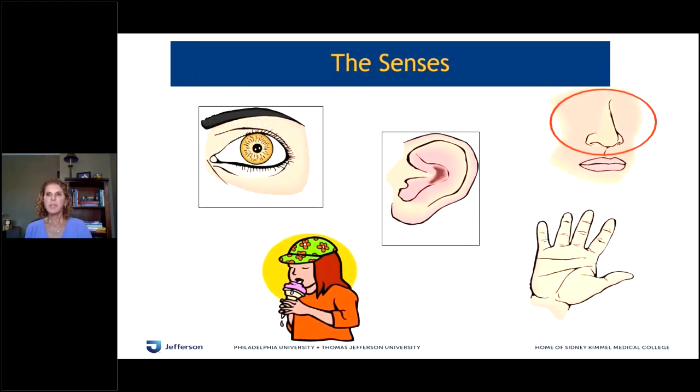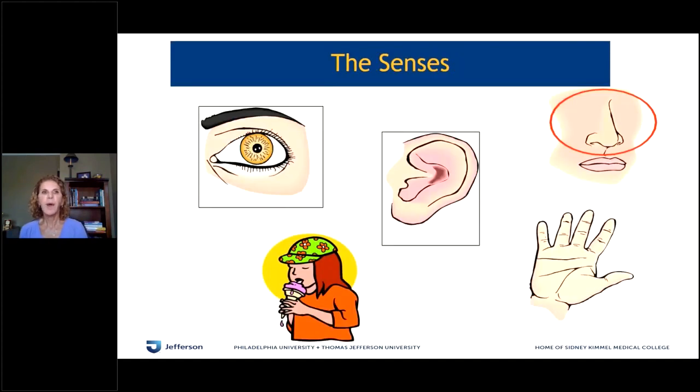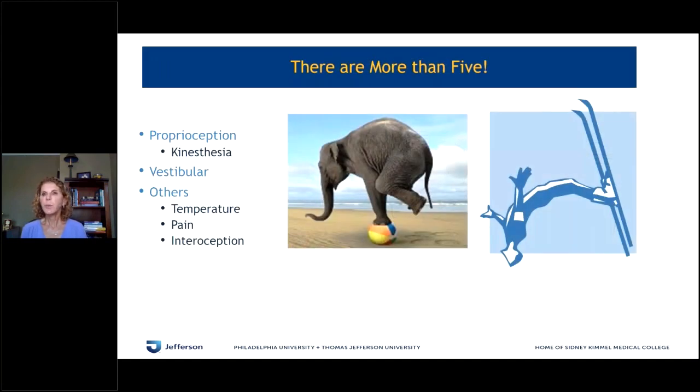Now, what are the senses? I'm sure you're all familiar with what I call the big five: vision, auditory, olfactory or smell, taste, and touch. But you may be surprised to know there's more than five sensory systems. Here, I've represented some of the unconscious senses, such as proprioception, which gives us information about the body, muscles, joints, and tendons. You can see this funny picture of the elephant balancing on this ball.